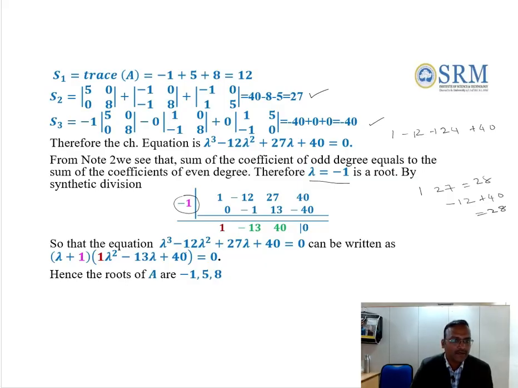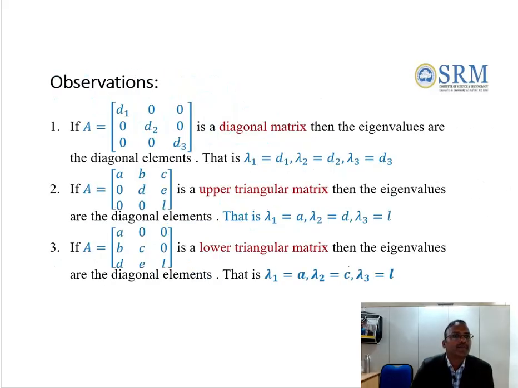Therefore, the extracted quadratic polynomial is 1 lambda square minus 13 lambda plus 40 equal to 0, right. Now, if we solve this, we will get minus 1, 5 and 8 are the characteristic values, right.